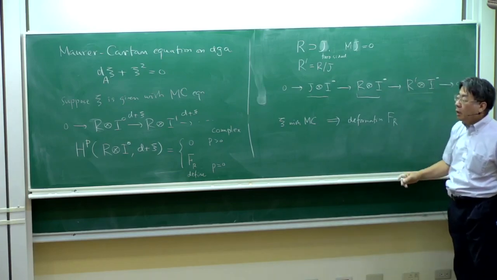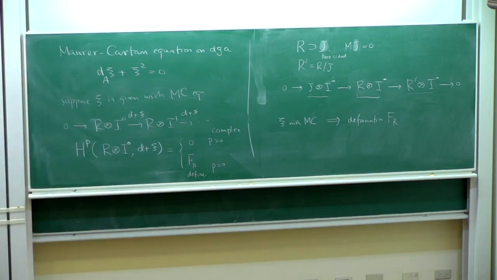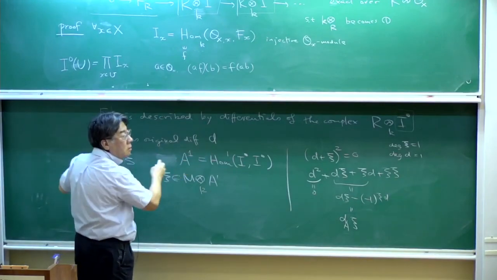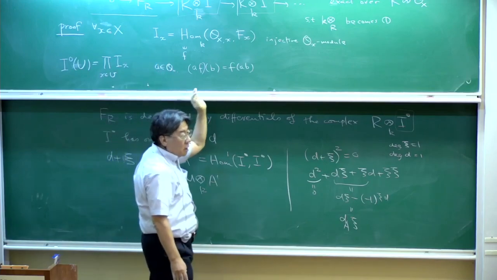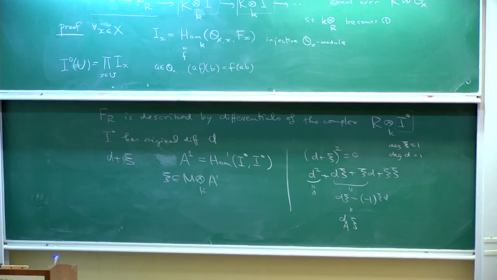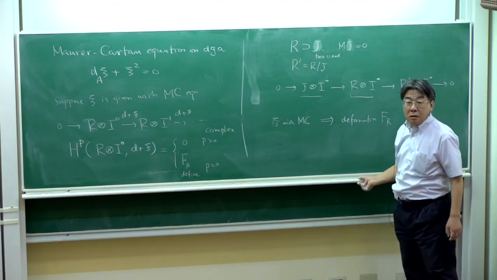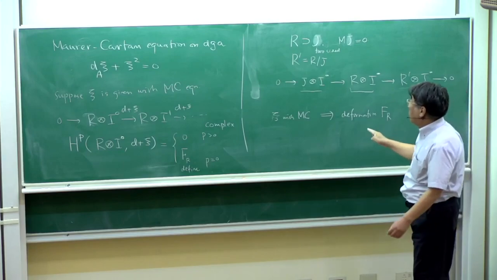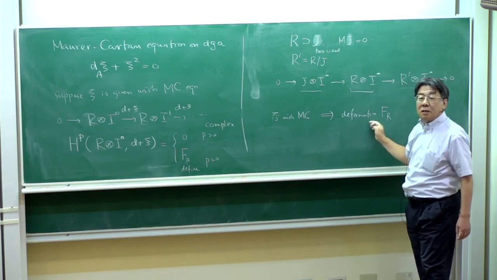So summing up, you start with a deformation FR, then you can get this exact sequence. And conversely, from an exact sequence, you get a deformation. So in this way, it is described. So I think it's time. Next time I will continue. But this description is sufficient in many ways.